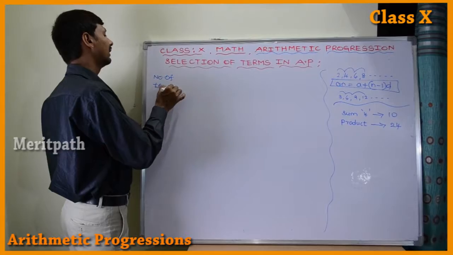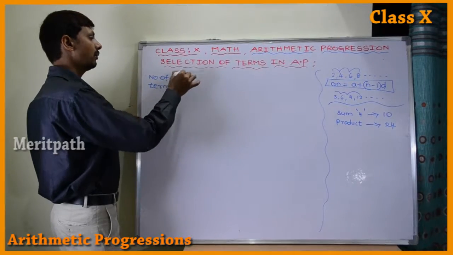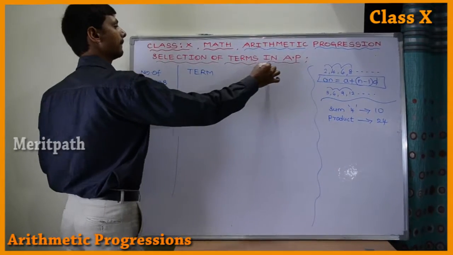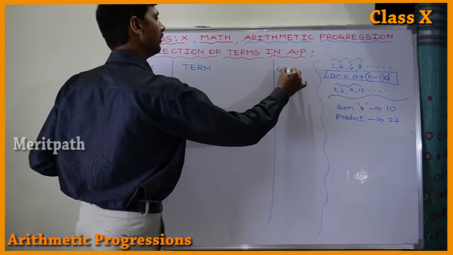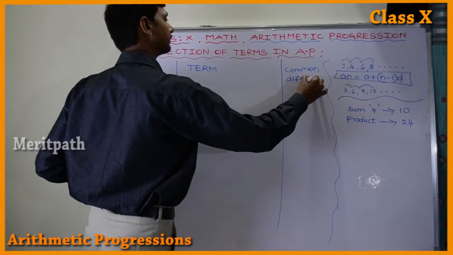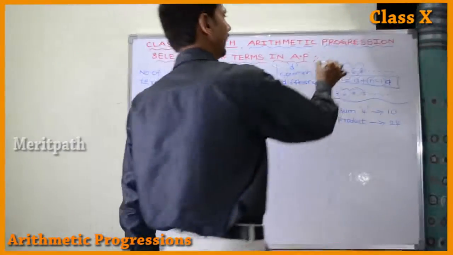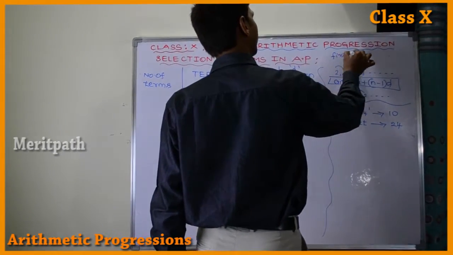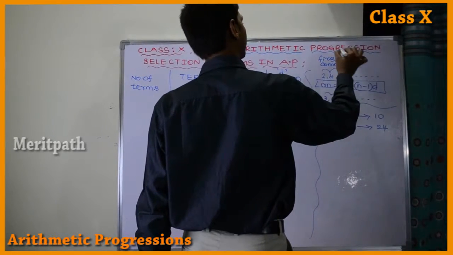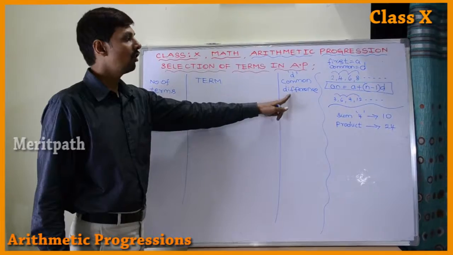Number of terms, like here we have the number of terms as 4, so how many terms we need to find out, what terms we need to write here, and the common difference. We know the common difference in an arithmetic progression is always the same. Common difference is nothing but d. We will represent the first term as a. First term we will write as a. We have already discussed it. And common difference is nothing but d. First term is a and common difference is d.